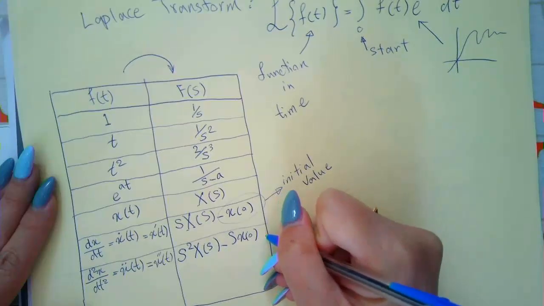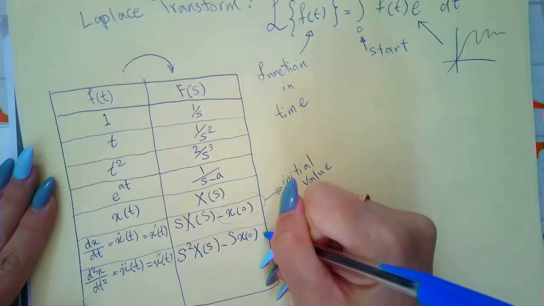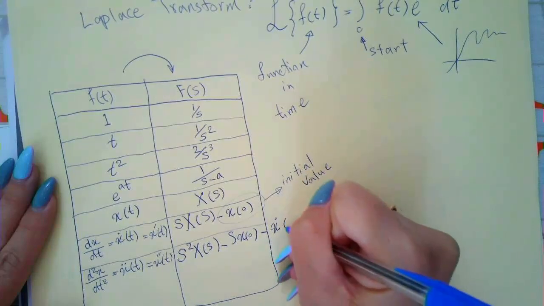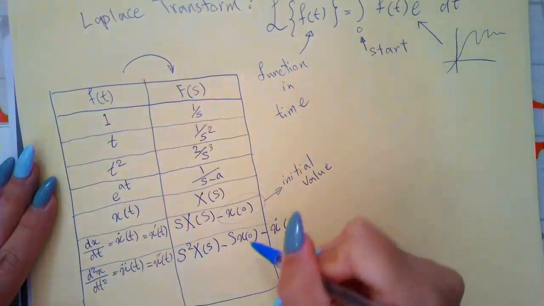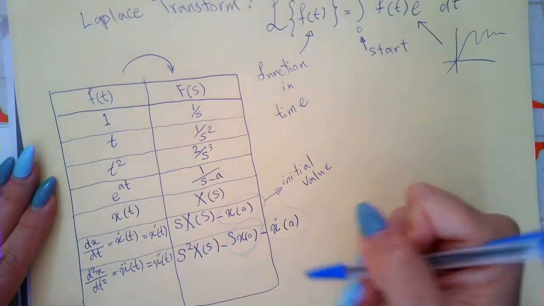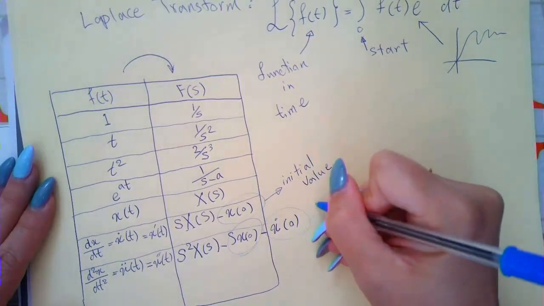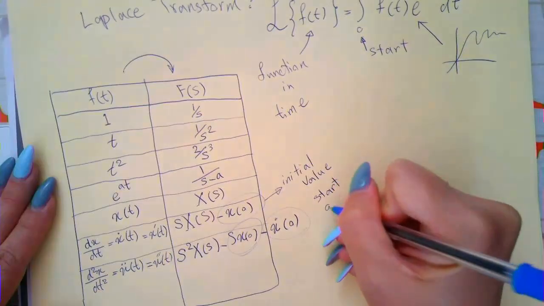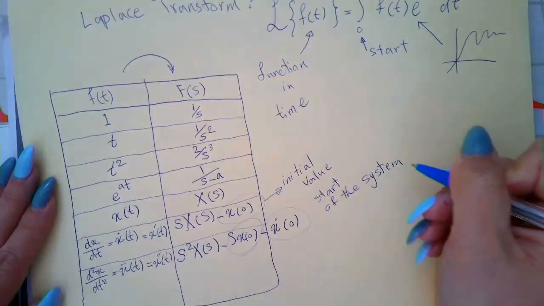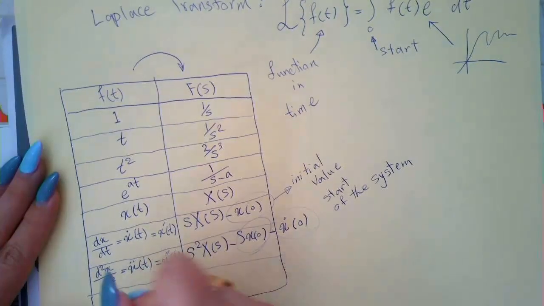I think I need more space in my table. I'm just going to keep writing, and x dot or prime of 0. So on top of having the initial value, I also have the initial derivative. They are looking at the start of a system. And the last form that I think is useful to know is having an integral.